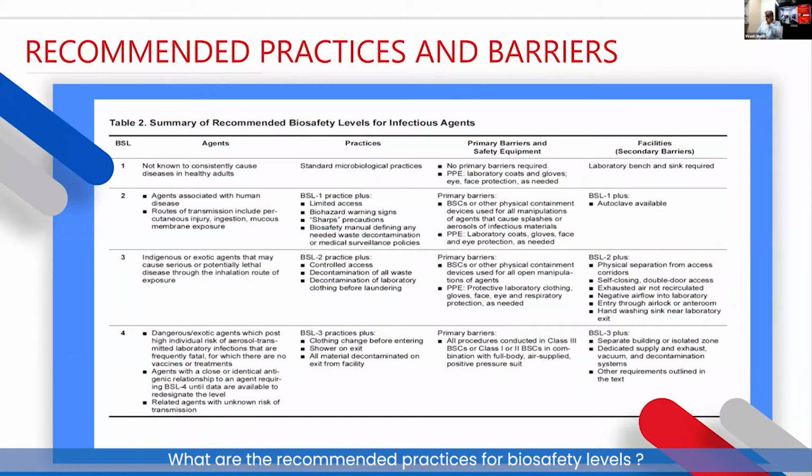Insofar as the primary barriers are concerned, we need to use biosafety cabinets. We need to use equipment with safety systems like centrifuge safety cups, and of course, ensure that in any manipulation being done, we do not use practices like mouth pipetting. So these are the primary barriers. PPE remains there on a need basis based on the risk assessment.